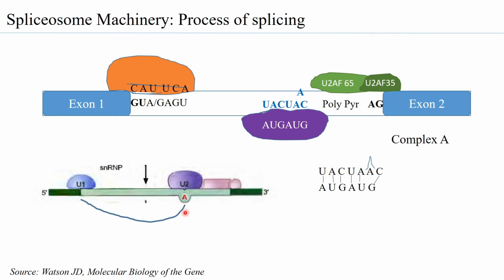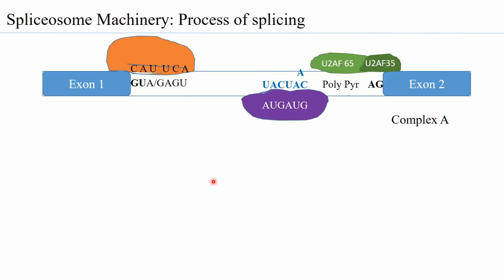And like mentioned, the 2' OH of the A can now carry out a nucleophilic attack at the 5' splice site of the intron. So let's see what happens next.